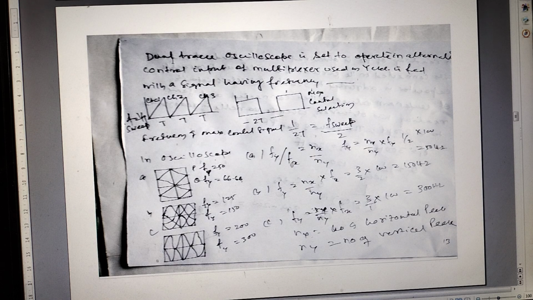This is a Lissajous pattern. In the first case, the frequency is T, but here the second frequency is 2T. So the maximum frequency of the control signal is 1 by 2T, F sweep by 2. So F sweep by 2 is the frequency. Here is the Lissajous pattern. Here Nx is the number of horizontal peaks, Ny is the number of vertical peaks. Accordingly, you can do it. Fy by Fx is Nx by Ny.